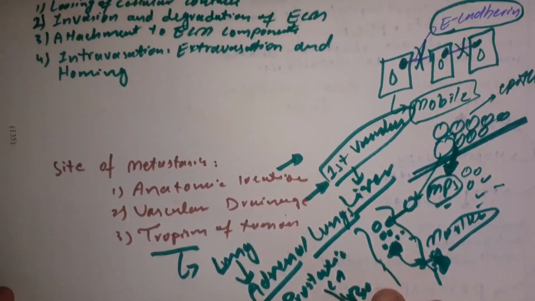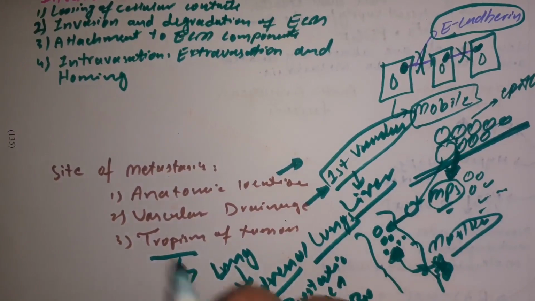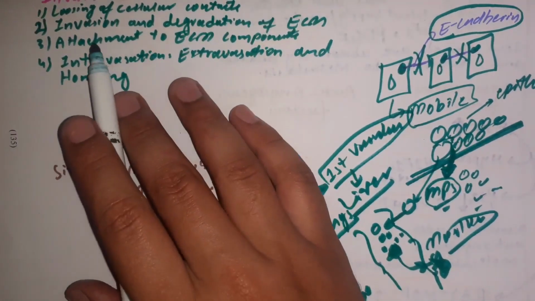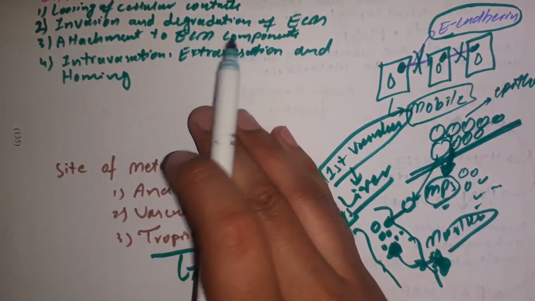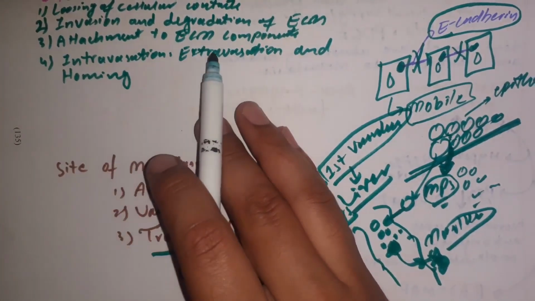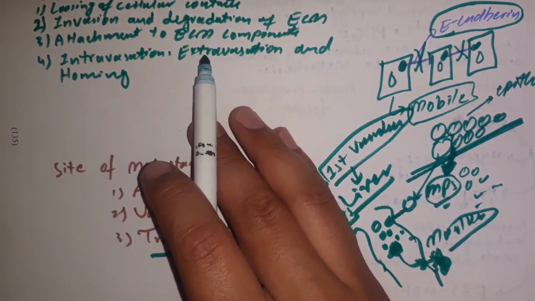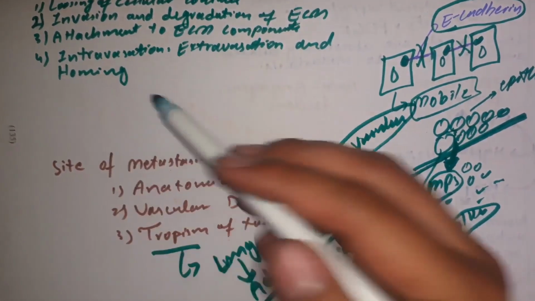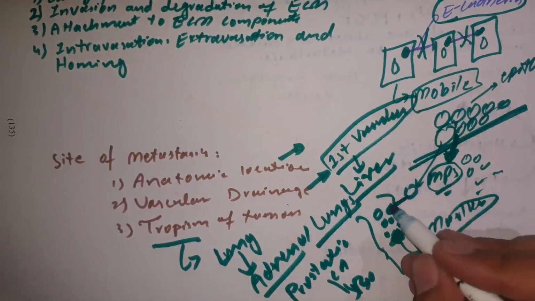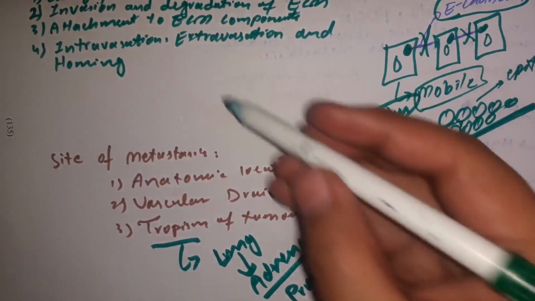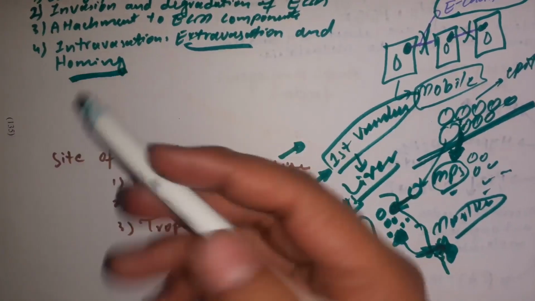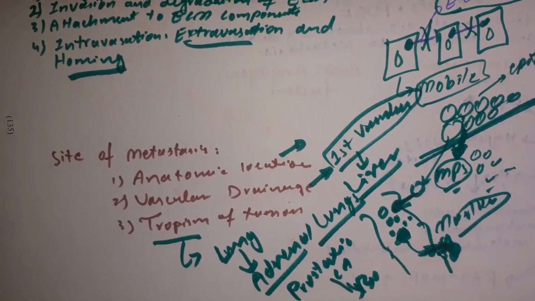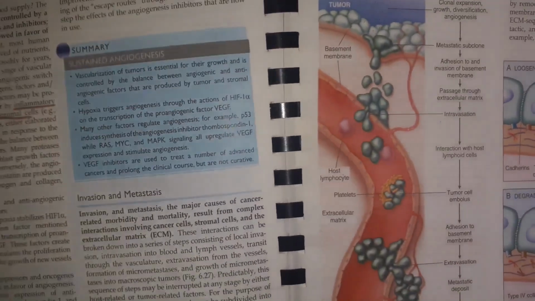So basically, metastasis involves the process of first losing cellular contacts, then it invades the surrounding tissue, its own basement membrane, and degrades the extracellular matrix, and it also gets attached to specific extracellular matrix proteins or markers. Then it shows the process of intravasation. Intravasation is basically the process in which the tumor enters into the blood vessel and travels to a distant site. Then it shows the process of extravasation, in which it moves out of the blood vessel, and then there is homing at the distant site. You can see this in this diagram here, which explains the entire process very well.